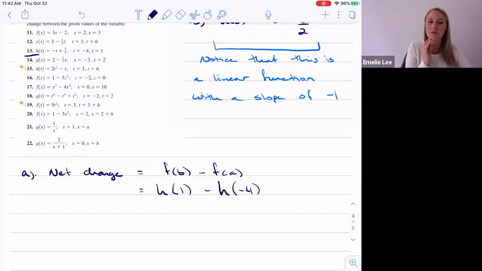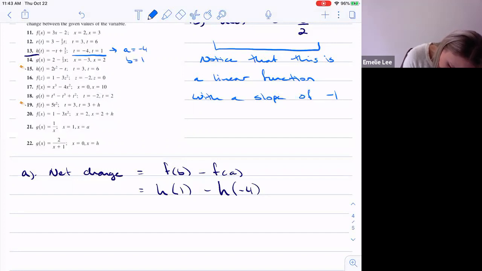F of b minus f of a translates to, and if you find it helpful, you can always just say here that this means that a equals -4 and b equals 1, right? You can always just make a little note to yourself. Okay, a is the first one, b is the second one, and then I want to kind of reverse these. So now we're back to using function notation, right? H of 1 is, I take this function h, negative t plus 3 over 2, and I plug in 1 wherever I see a t. Same thing here, but I plug in negative 4 wherever I see a t.